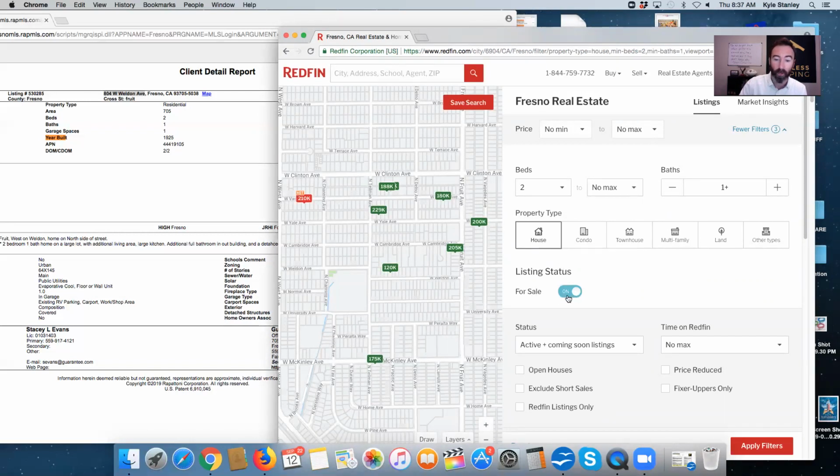But right here, we don't want to go for sale. We want to go, once again, we're not speculating. We're going off of facts.